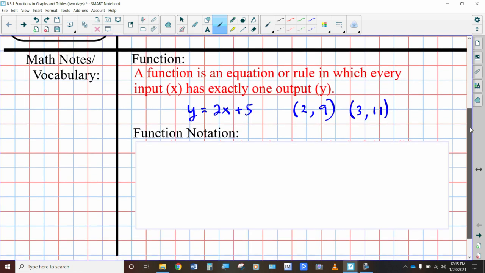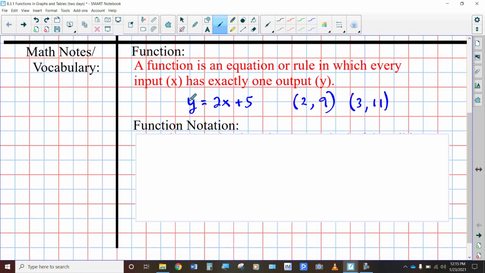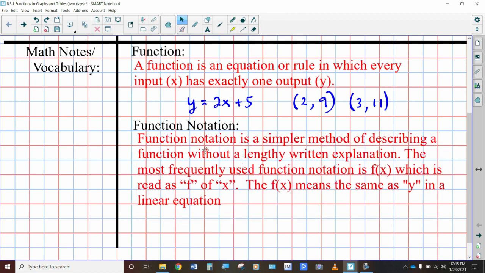Then we're going to work through rules that are written with two variables x and y throughout this lesson. At the end of day 2, I'm going to show you function notation. Function notation is a simpler method of describing a function without a lengthy written explanation. The most frequently used function notation is f of x. You don't say f parentheses x; it's really referred to as f of x. And f of x really means the same thing as y in a linear equation.